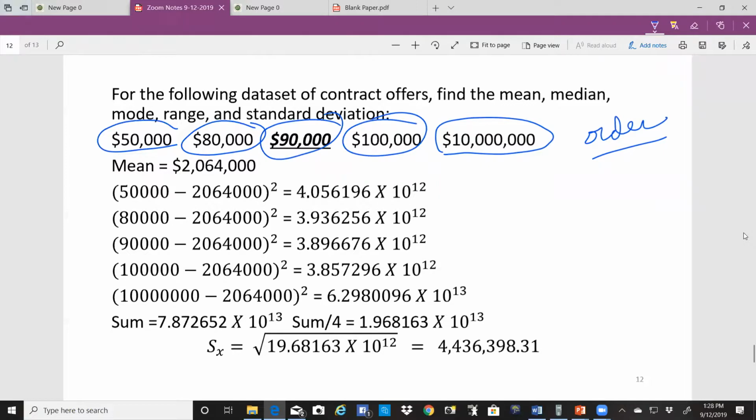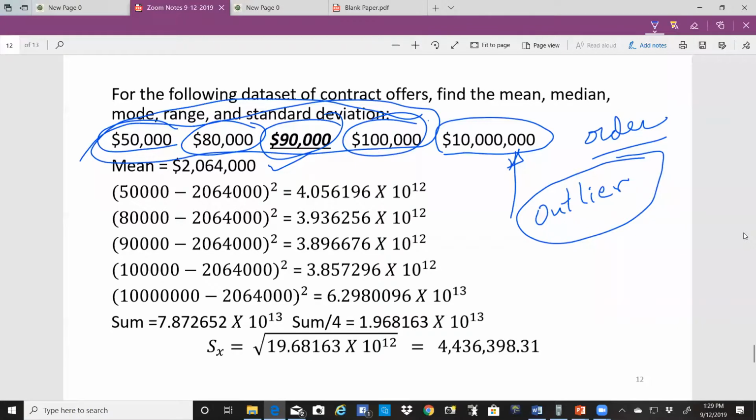Now, it's very easy to calculate the mean to be about 2 million, but you know that mean doesn't really characterize this group, because most of them are within about, at least $50,000 of one another. And this is called an outlier. So the outlier is the one that really is not exactly a part of the group.